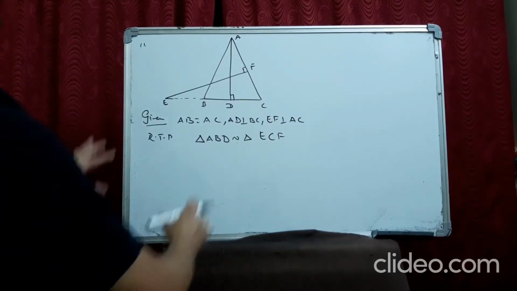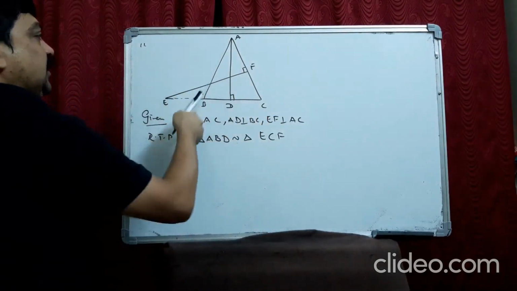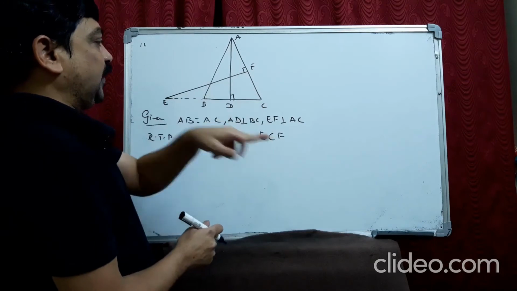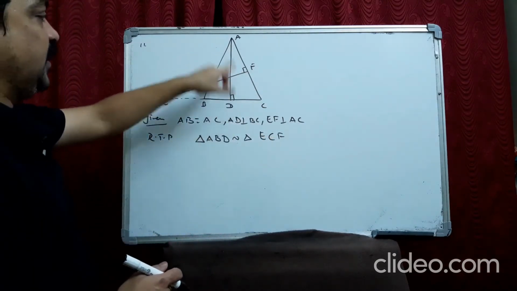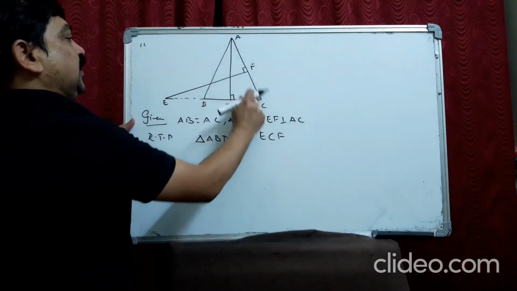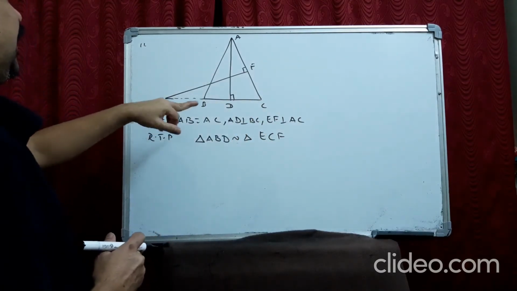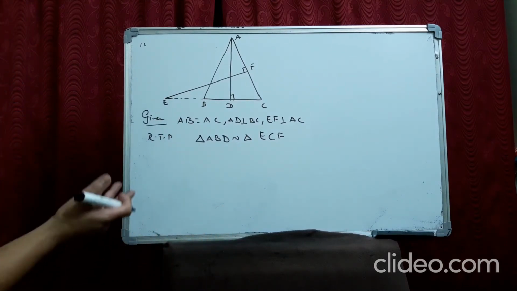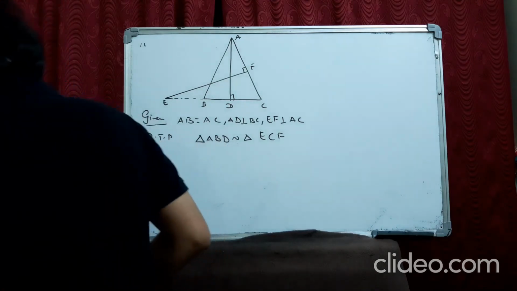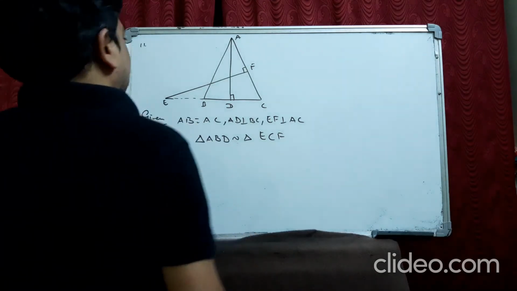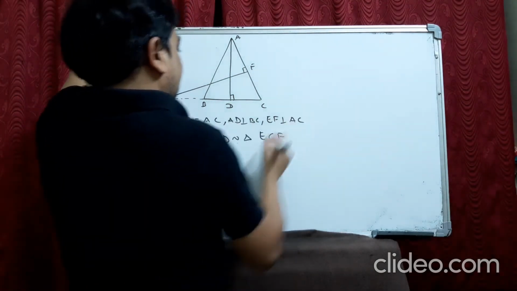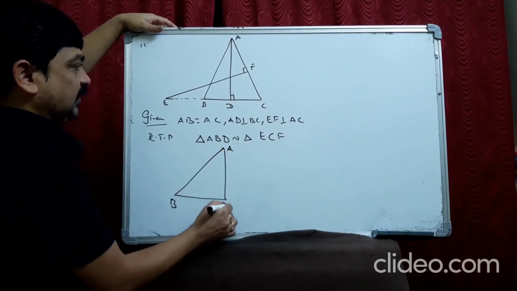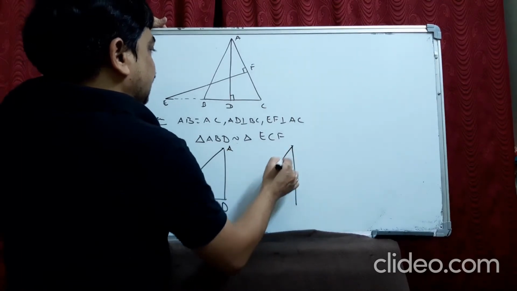Okay, 11th question, this is the figure given, and AB is equal to AC. This is an isosceles triangle, and AD is perpendicular to BC and EF is perpendicular to AC. You are asked to prove that triangle ABD is similar to triangle ECF. When you check it carefully, in ABD and ECF, only one right angle is matching here. And how to make this equal? So let us draw these two triangles. Triangle ABD is similar to triangle ECF. Let us draw the right angle triangle ABD. So ABD, and the other one is ECF.